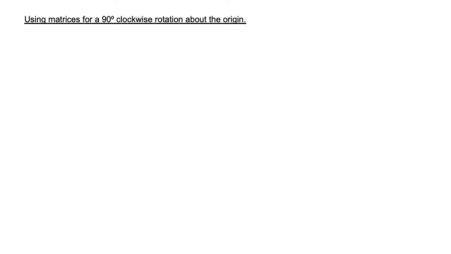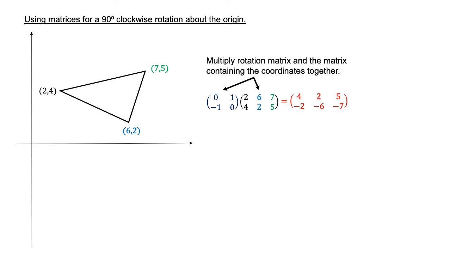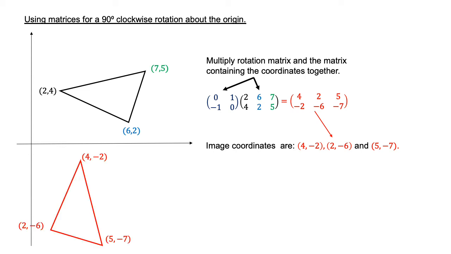So here it is. Let's have a look at a particular triangle. I've got the same triangle as before. I put them into my 2 by 3 matrix as columns. We've just worked out what the rotation matrix is. So if I multiply those two matrices together, I get a matrix, as you can see there. Now these are the coordinates taken from the matrix, and if I plot those points and join them, you will find that you actually get the triangle rotated by 90 degrees clockwise about the origin.